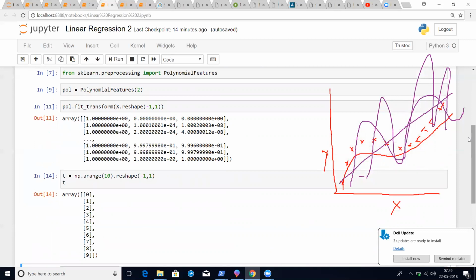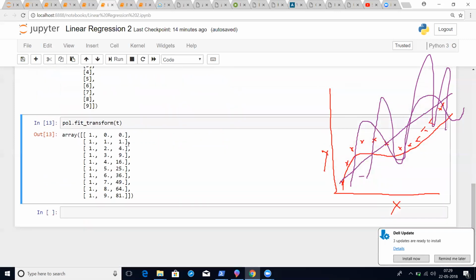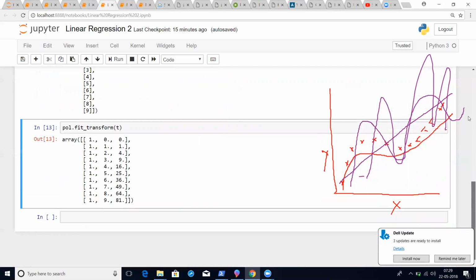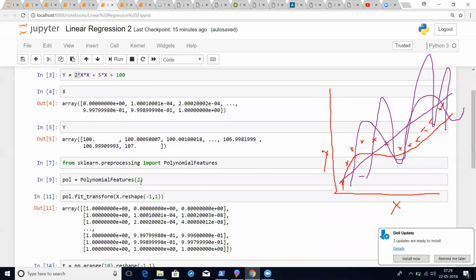Polynomial features is a transformer, which changes your data from one format to another format. What it is doing is changing your one-dimensional data like this to data which looks like this. It goes up to square only because our polynomial is second degree, because we gave second degree here. If you want, you can make it a higher degree as well. Understood, right? So this is my x now.